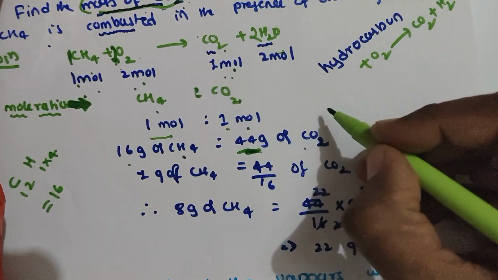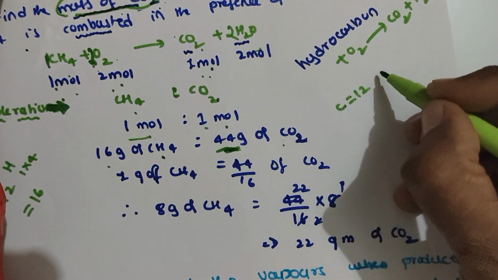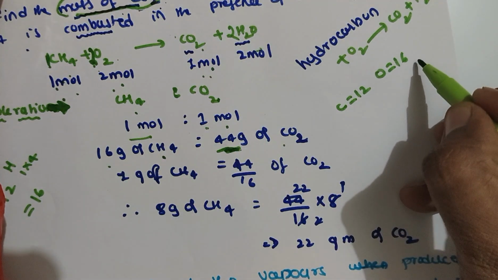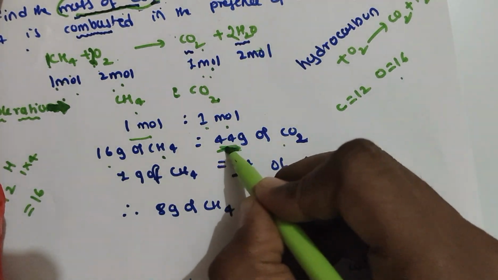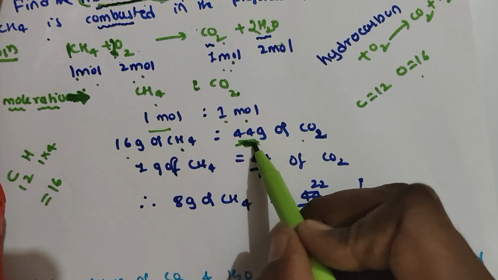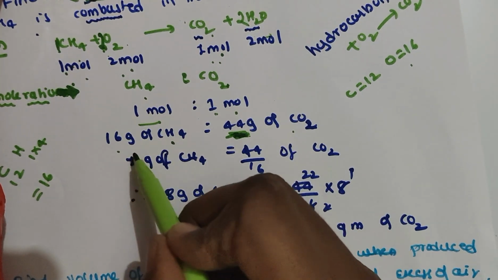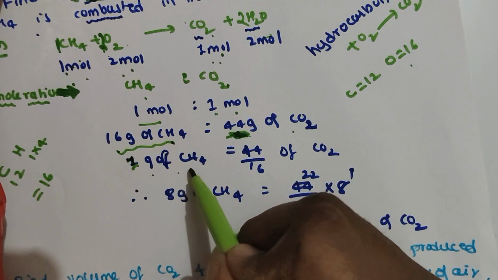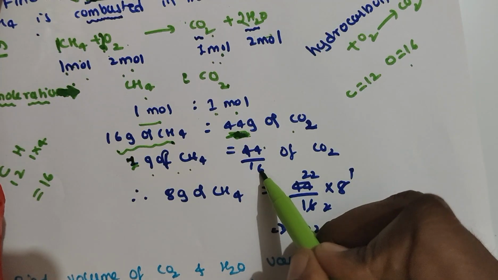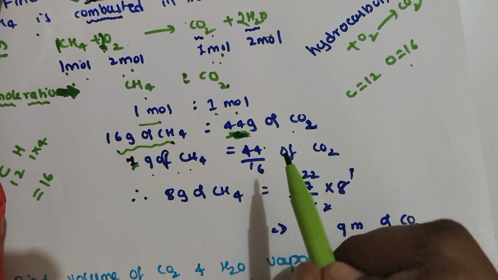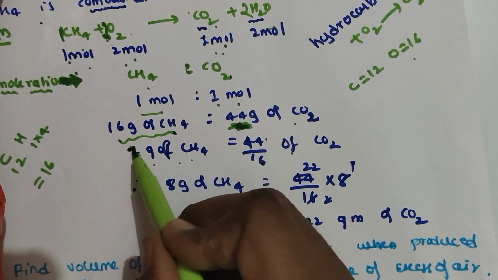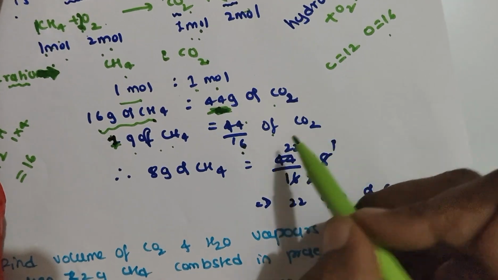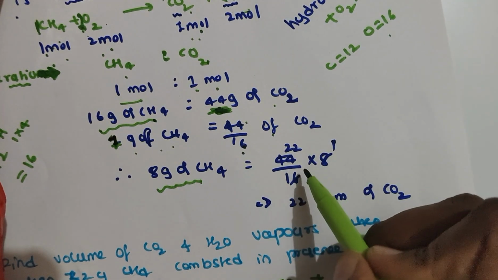Like that, what is 44? This is the molecular mass of CO2. Again, for CO2, C is 12, oxygen mass is 16, and here 2 oxygens are there, 2 into 16 means 32, 32 plus 12 equals 44. So 16 gram of methane gives 44 gram of CO2. Now, 1 gram of methane gives how much? If 16 gram of methane gives 44, then 1 gram of methane gives 44 divided by 16 gram of CO2. This is the unitary method, a very, very simple calculation. Don't bother about this. Now 8 gram of methane gives what?